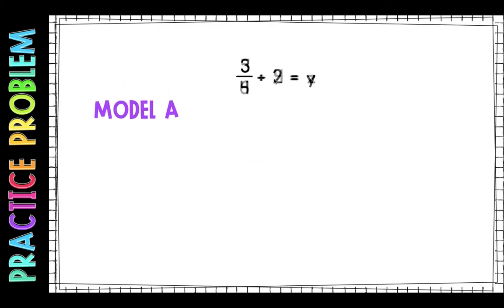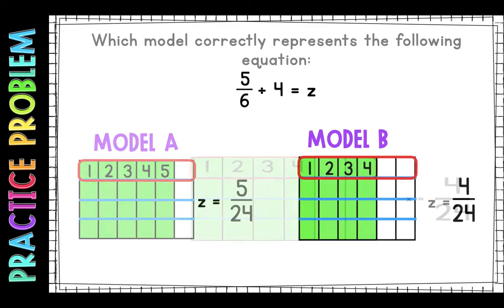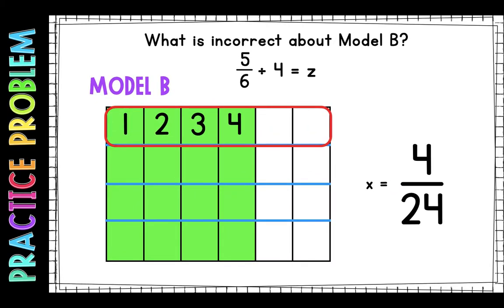Let's do another example. Go ahead and tell me which model correctly represents the following equation. 5/6 divided by 4 equals z. Is model A correct or model B? For this particular equation, model A is the correct model. I want you to go ahead and now tell me why model B is incorrect for 5/6 divided by 4 equals z.